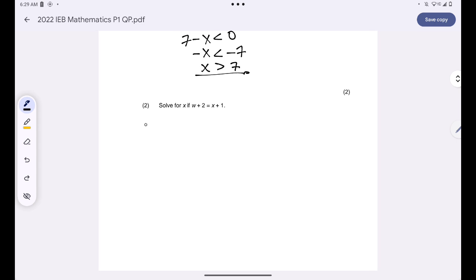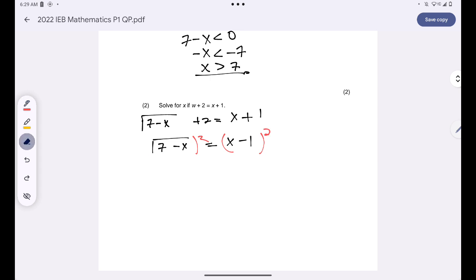And now I'm supposed to solve for x if w plus 2 is equal to x plus 1. Remember that w is the square root of 7 minus x. I have a plus 2, and on the right hand side I have x plus 1, right? So I'll simply have the square root of 7 minus x is equal to x minus 1. Whenever I take the 2 to the other side, I'm solving for x and I have surds. I must remove the surds. In this case, my surd is a square root. That means I must square both sides.